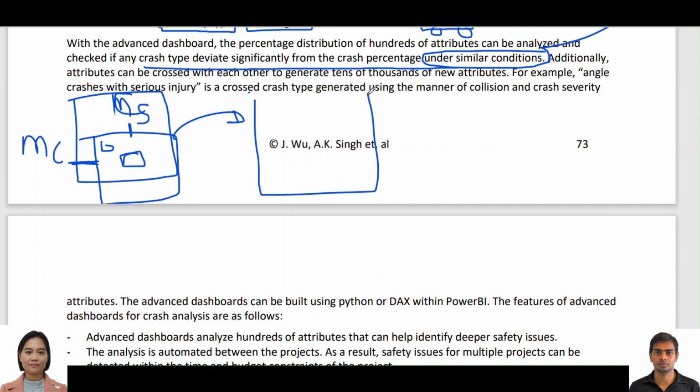the similar statewide matrix. So the number of elements of a matrix will be the number of attributes here multiplied by the number of attributes here. So typically we have over 100 attributes from the crash data, and if we cross them with each other, we will end up with tens of thousands of attributes we can look at. So this is the power of advanced dashboards, where we can look at so many attributes and dive deep into the crash data to figure out some interesting crash patterns.